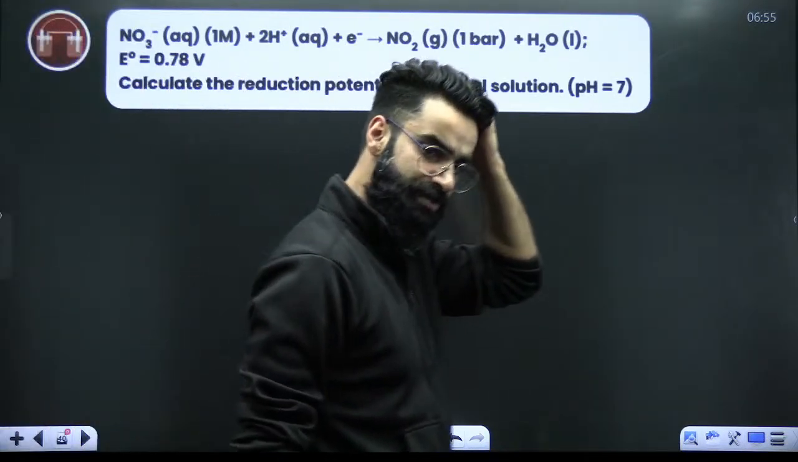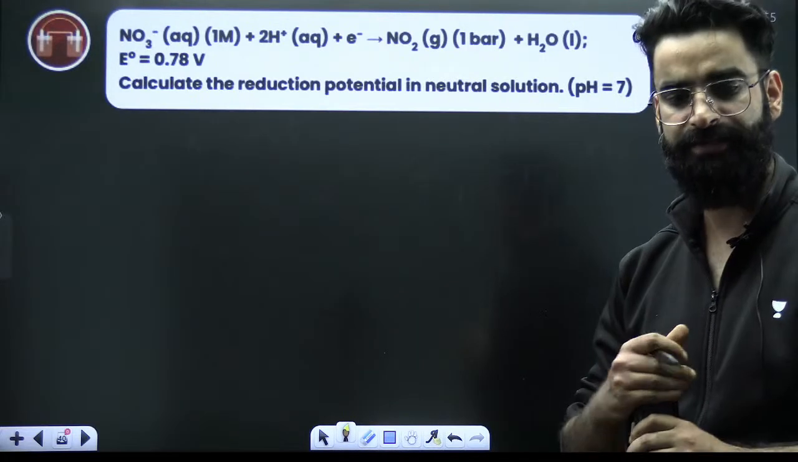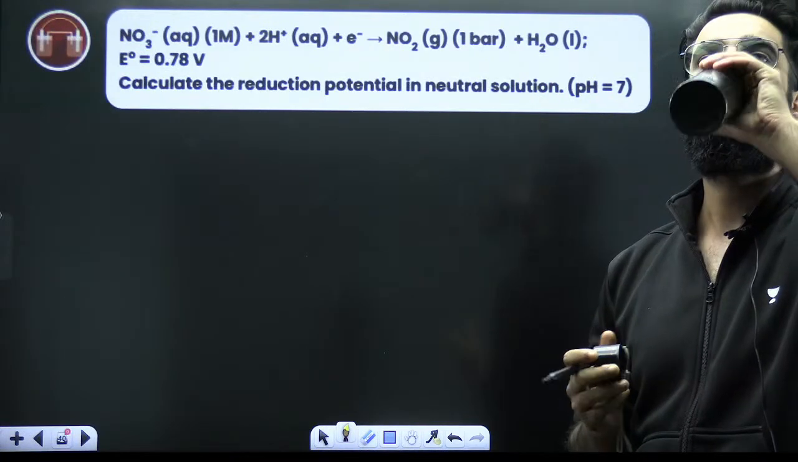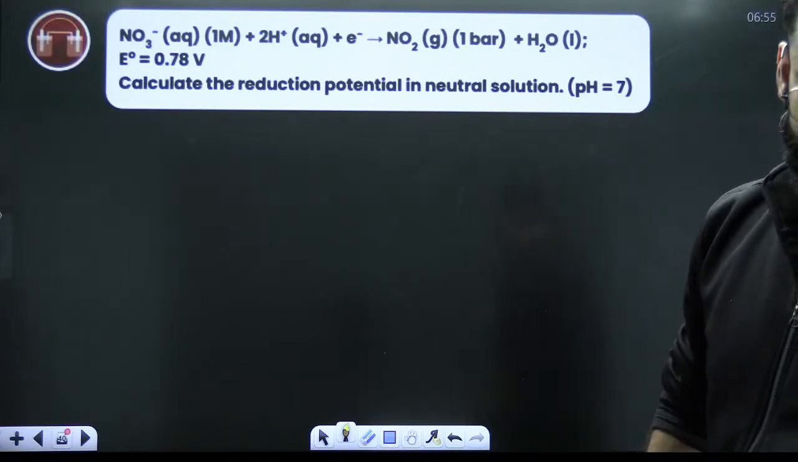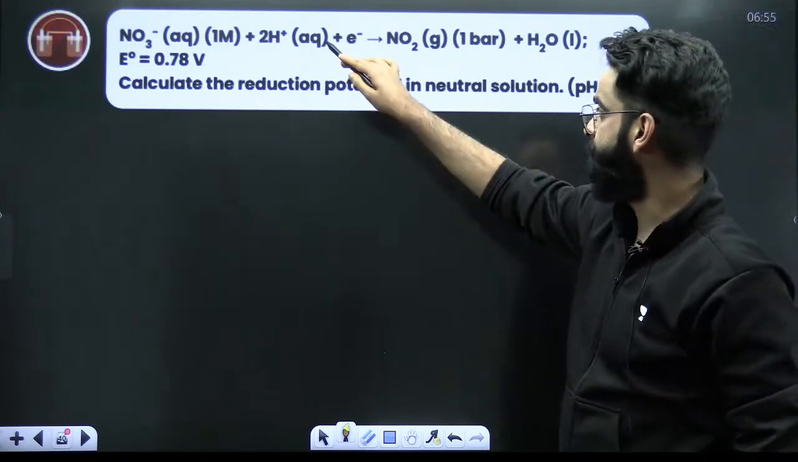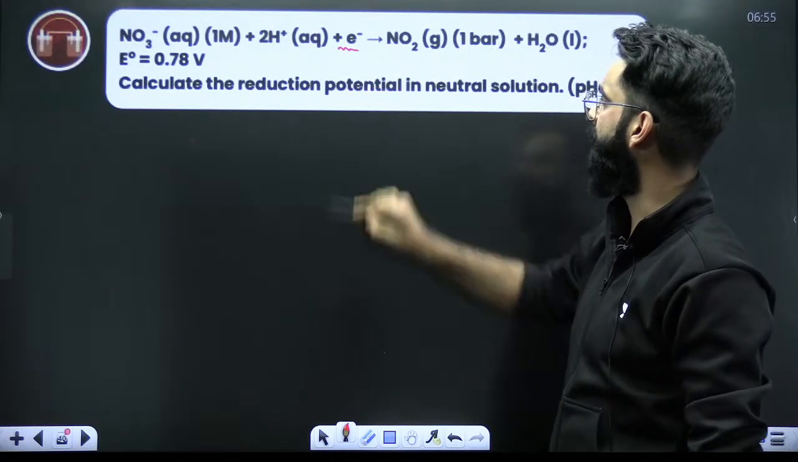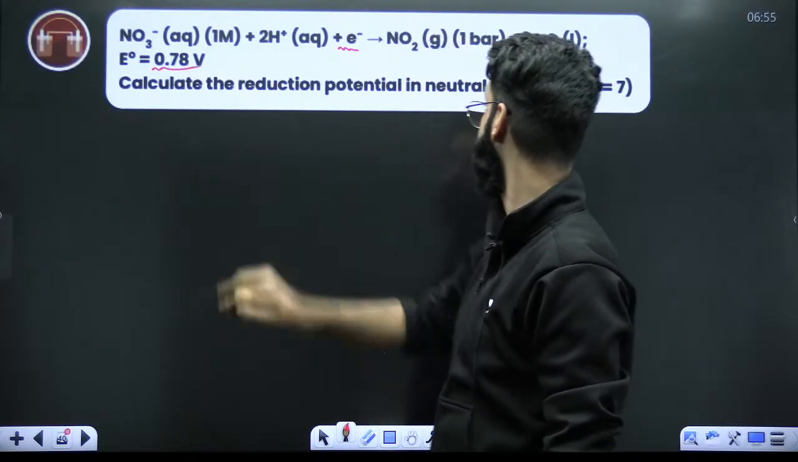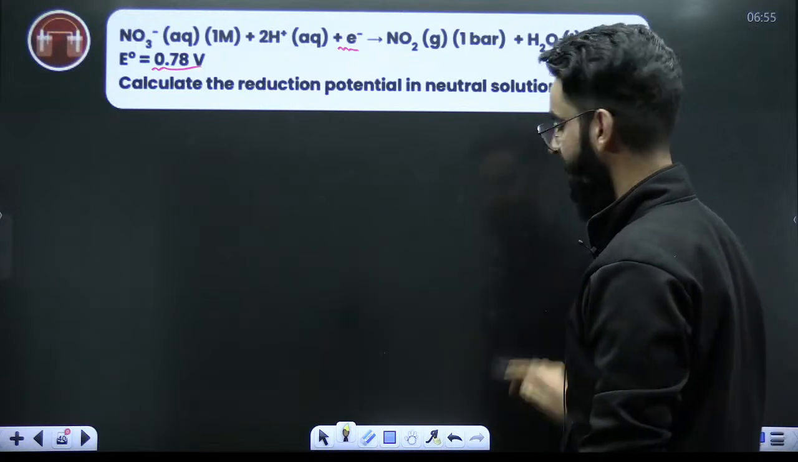Can you solve this particular question? Look at it carefully. You're given a reaction. In this reaction, if you observe, 1 electron is gained here. Gain of electrons is a reduction. So this is a reduction, right? This is the SRP that's given. Calculate the reduction potential in neutral solution. We are supposed to calculate the reduction potential.